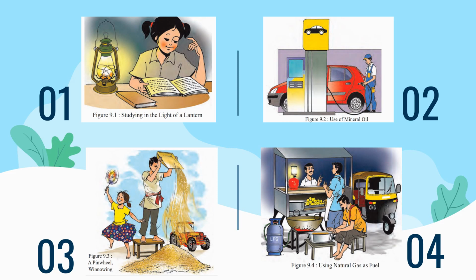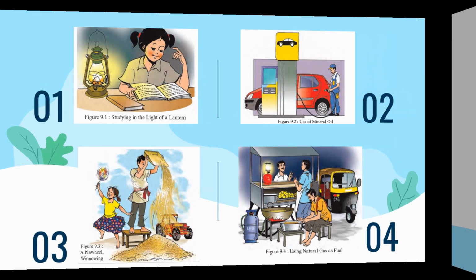As you can see, all these are used as different types of energy resources, and most of them are found in their natural form. For example, if you see the second image, the third image, and the fourth image, the pinwheel and winnowing is functioning due to the availability of wind, and the fourth image tells us about natural gas which we get in its absolute form.